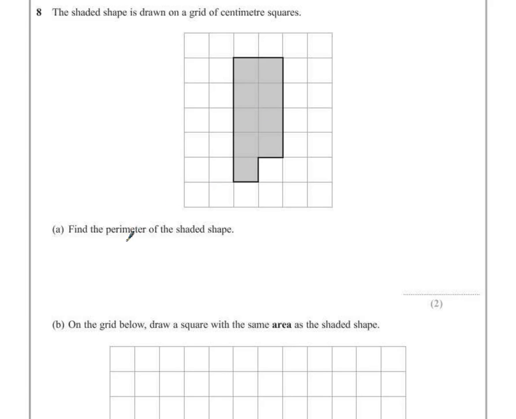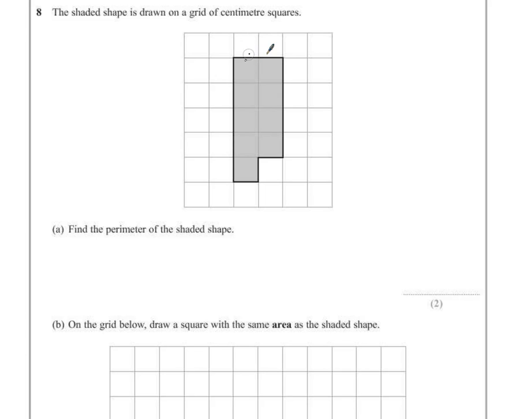Now it's very easy to get perimeter and area confused. I always think of perimeter as being like a fence around the outside of a building, a piece of land. Therefore it helps me to remember that perimeter is the length of the line around the outside of a shape. An easy way to do this is just to check off each line as you count it.